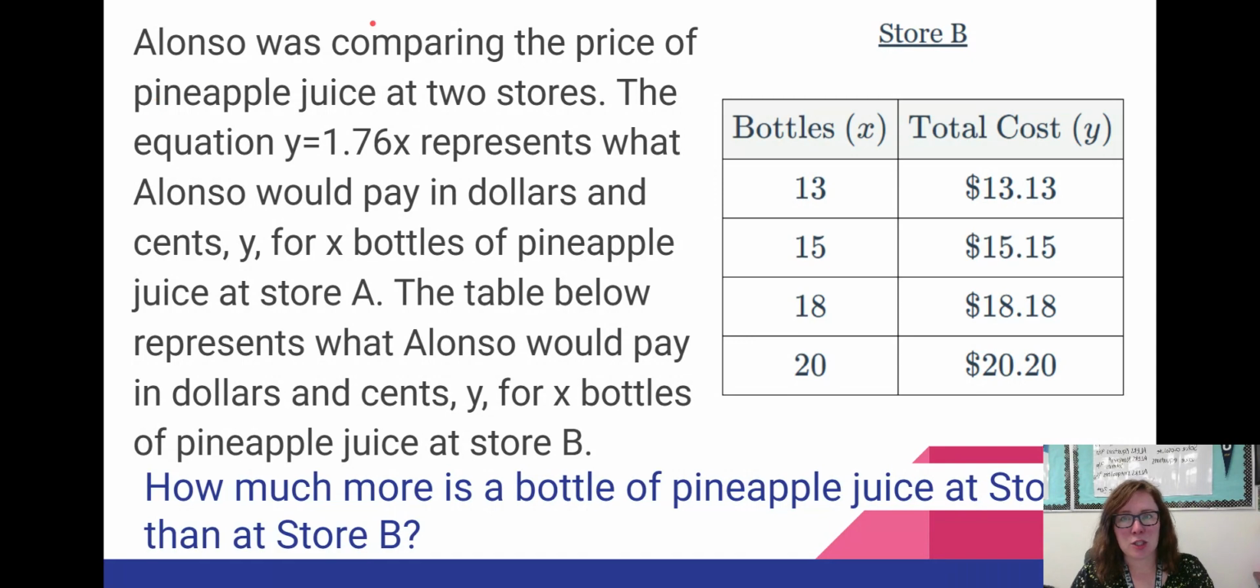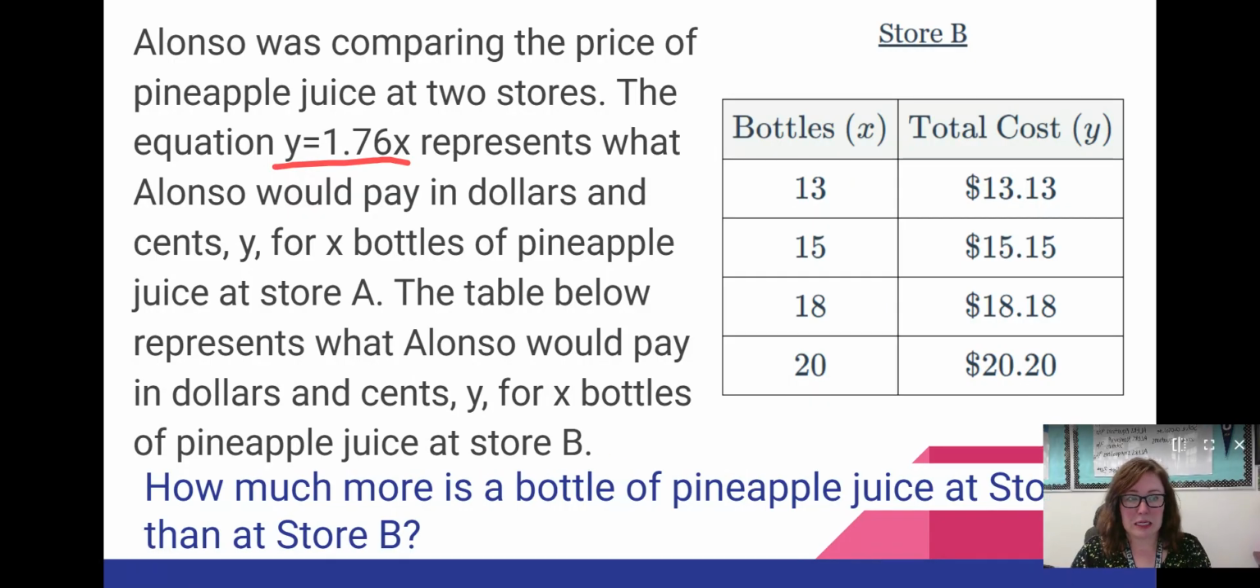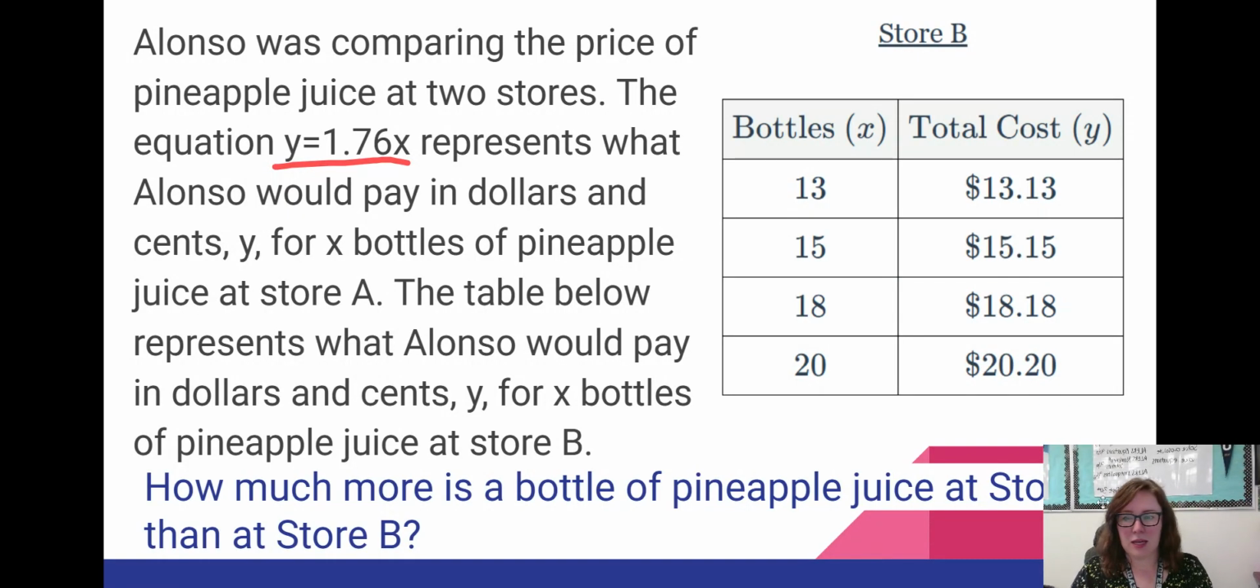Okay, Alonzo was comparing the price of pineapple juice at 2 stores. The equation y equals 1.76x represents what Alonzo would pay in dollars and cents y for x bottles of pineapple juice at store A. The table below represents what Alonzo would pay in dollars and cents y for x bottles of pineapple juice at store B. How much more is a bottle of pineapple juice at store A than at store B? So again, what's the difference?